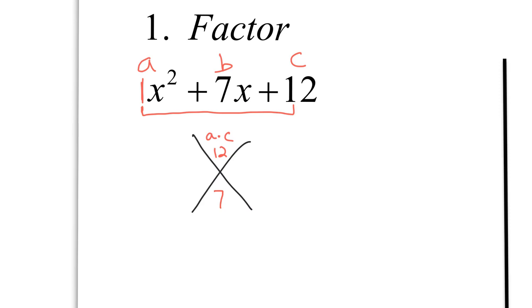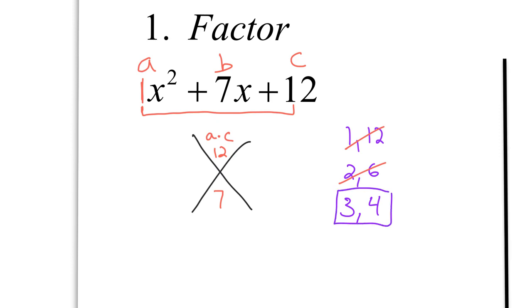This is what I mean. If I use the numbers 1 and 12, 1 times 12 is 12. So yeah, we get the number on the top. But 1 plus 12 is 13. That's not 7, so that set of numbers is not what we're looking for. Let's look for another set. I know that 2 times 6 is 12. But 2 plus 6 is 8, not 7. So this set of numbers is not the one we need to use. So I'm going to go to 3. 3 times 4 is 12. And guess what? 3 plus 4 is 7. So this is the set of numbers I need to use in that diagram.